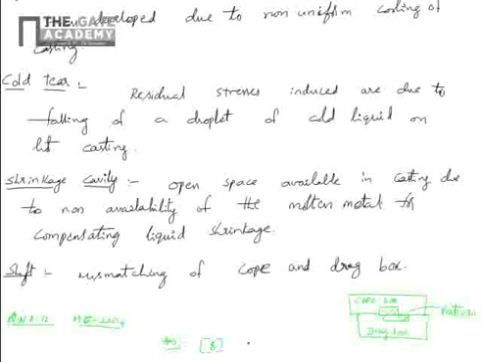One more question. The primary purpose of the sprue in casting would be, I think we have discussed this. The primary purpose of sprue is to feed the molten metal from the pouring basin to the gate. This question is question number 15, GATE 2002. This is also one more question.